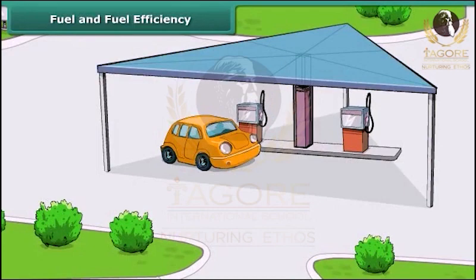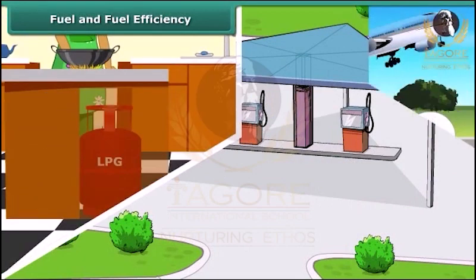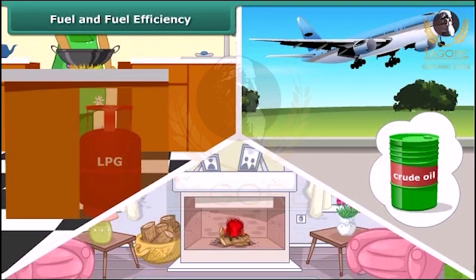Fuels are an important source of energy. We use petrol or diesel for driving car, LPG for cooking food, crude oil for flying an airplane, and wood to provide warmth. All these are fuels. All fuels do not burn efficiently.